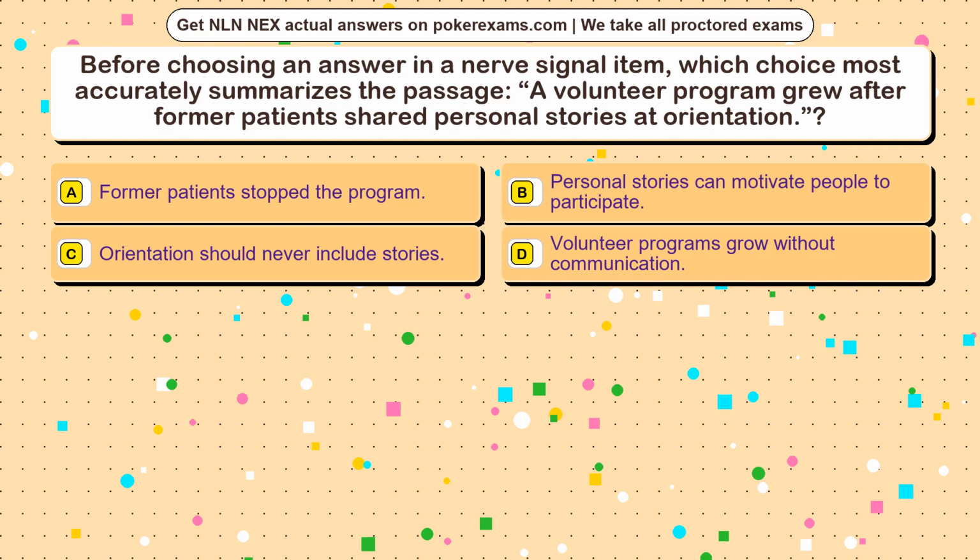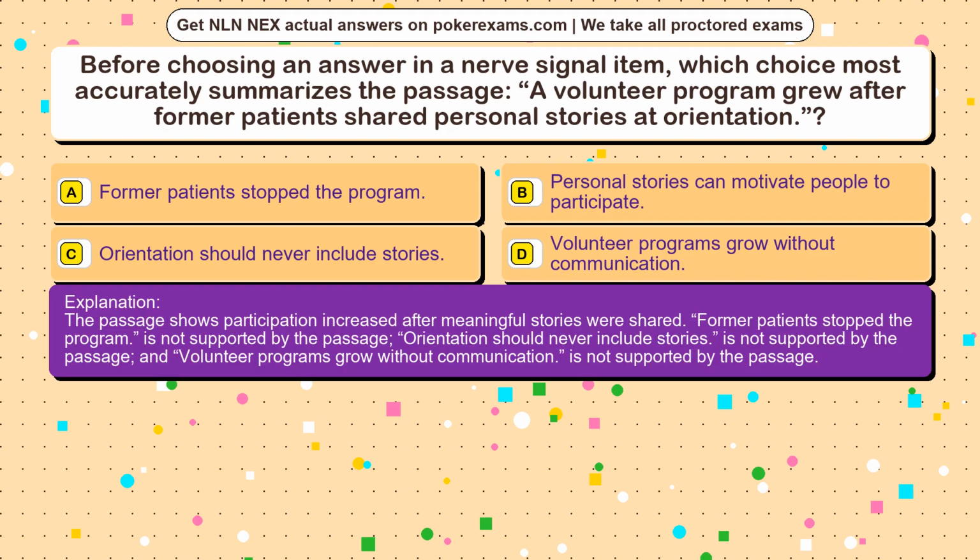The correct answer is option B. The passage shows participation increased after meaningful stories were shared. Former patients stopped the program, is not supported by the passage. Orientation should never include stories, is not supported by the passage. And volunteer programs grow without communication, is not supported by the passage.